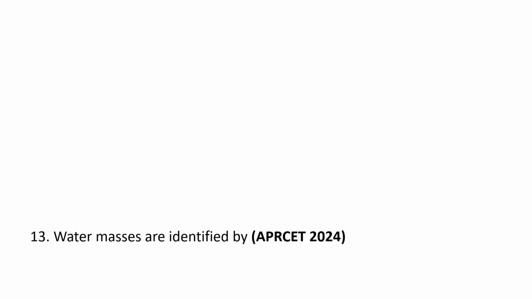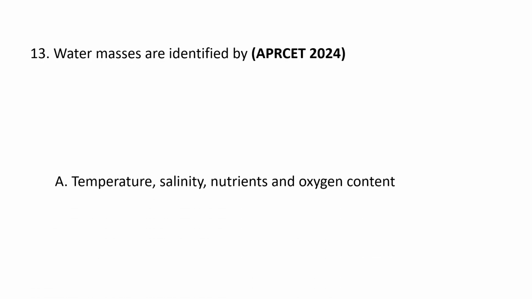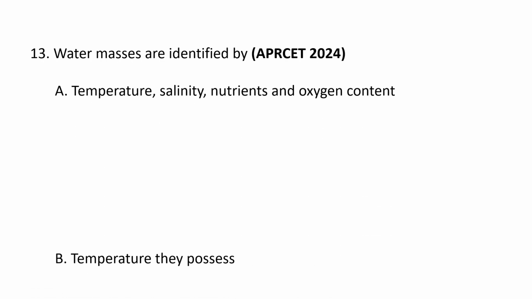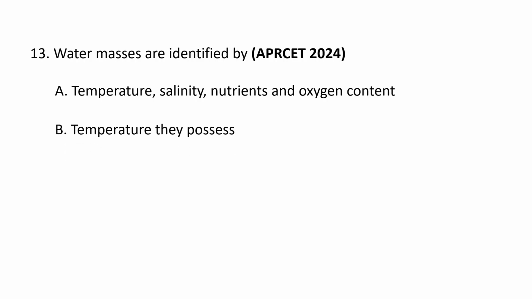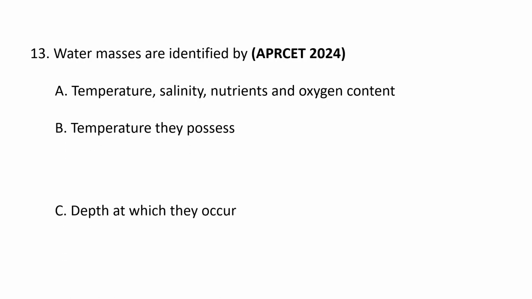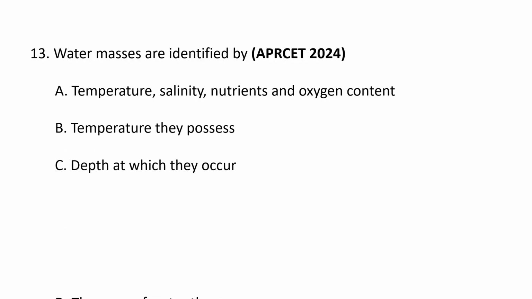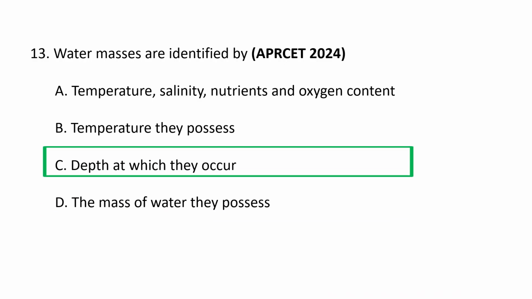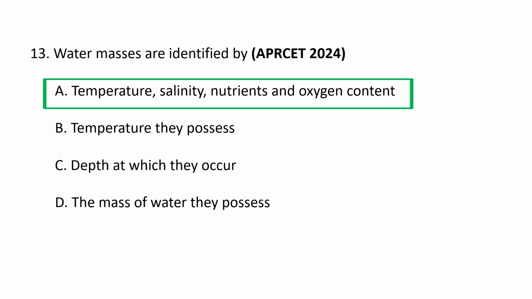Next question. Water masses are identified by, the choices are A. Temperature, salinity, nutrients and oxygen content, B. Temperature they possess, and C. Depth at which they occur, and D. The mass of water they possess. So water masses are identified by temperature, salinity, nutrients and oxygen content.